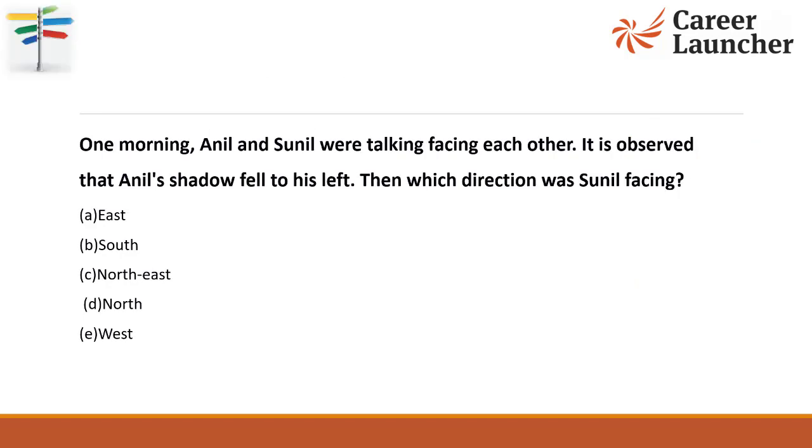One morning, Anil and Sunil were facing each other. It is observed that Anil's shadow fell to his left. Since they were talking facing each other, their directions will be exactly opposite to each other. Now we have been given data here for Anil, and it's morning time and Anil's shadow is towards his left. If his shadow is towards his left, that means Anil must have been facing north.